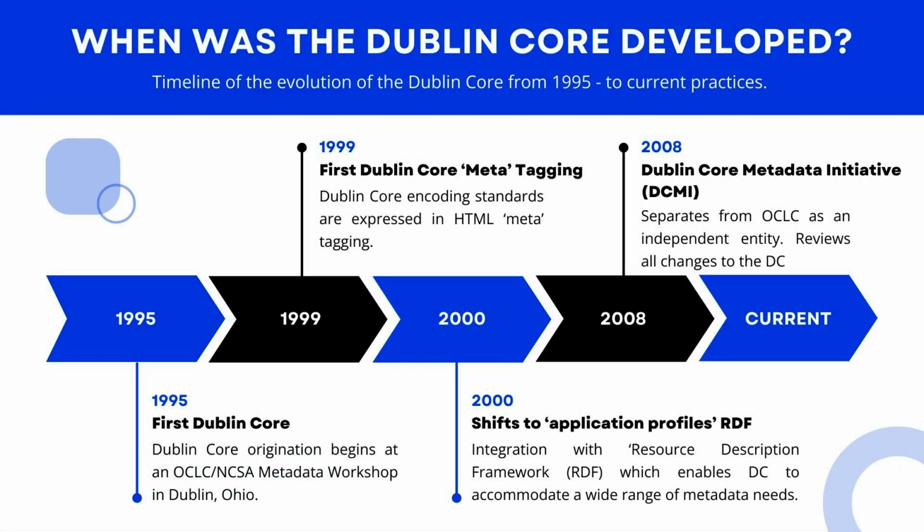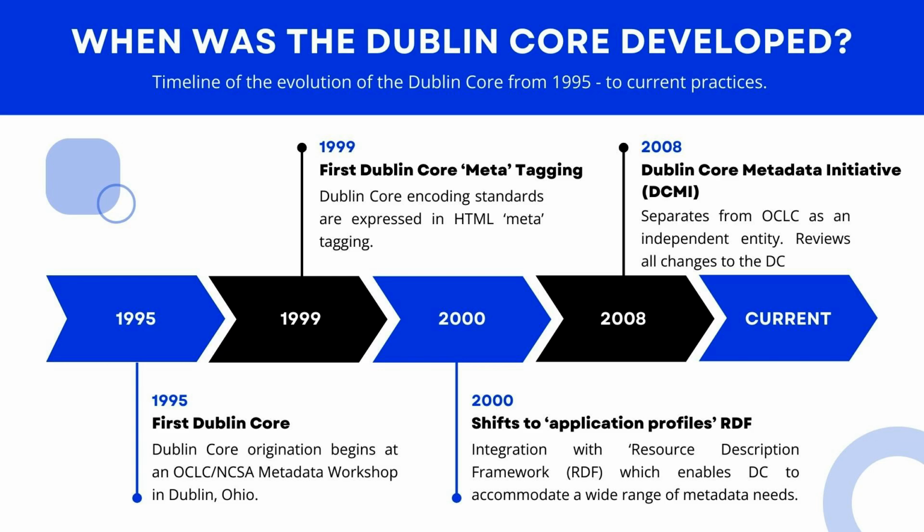So let's take a look at the Dublin Core timeline. 1995 is the beginning of the Dublin Core, with the initial development of the metadata framework and the origination of Dublin Core. And then in 1999, we begin the HTML meta tagging. It's the first expression of Dublin Core encoding standards using HTML meta tagging, and it's the introduction of the fundamental metadata elements for resource description.